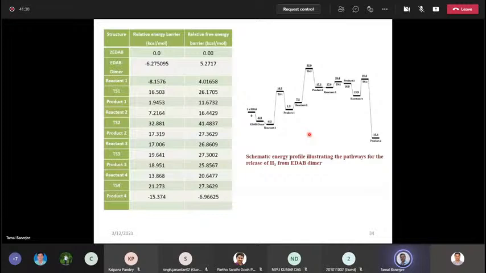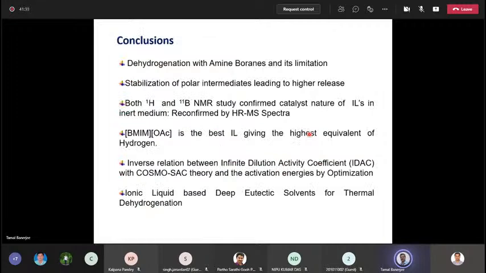And in conclusion, we saw the dehydration with amine borane. The stabilization, we saw how the polar intermediates are stabilized. And we also confirmed using 1H and 11B NMR. And we confirmed the molecular weight by HRMS spectra. This acetate-based ionic liquid gives the highest equivalent of hydrogen. And we found an inverse relation between infinite dilution activity coefficient and Kamlet-Taft theory. And we also saw ionic liquid-based solvents for thermal dehydrogenation. And then we also confirmed this mechanism. And we saw dimethylamine borane, which gives a low induction time as well as low temperature hydrogen equivalence.